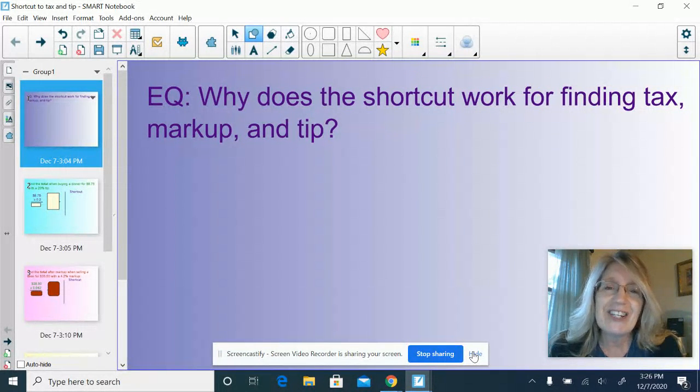In fact, that's our essential question. Why does the shortcut work for finding tax, markup, and tip? And I'll be very clear in the video. As long as you're following the video, I think you'll get it.